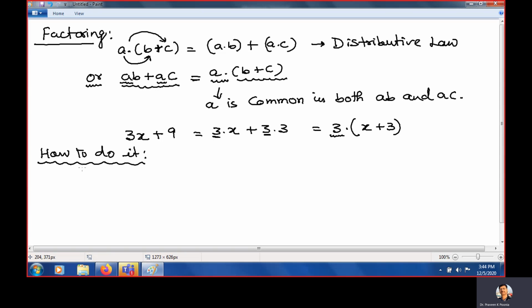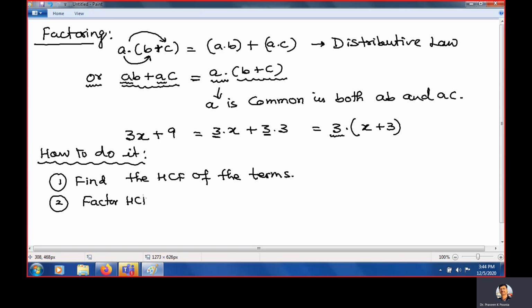If you want to do it, number one is find the HCF of all the terms. This is step number one: find the HCF of all the terms. Step number two is factor the HCF from each term.